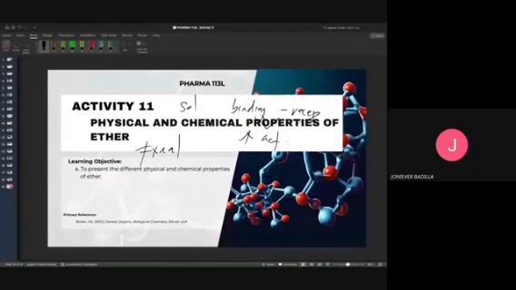What is important for you is to go over your balanced chemical equation. So allow me to share the file.